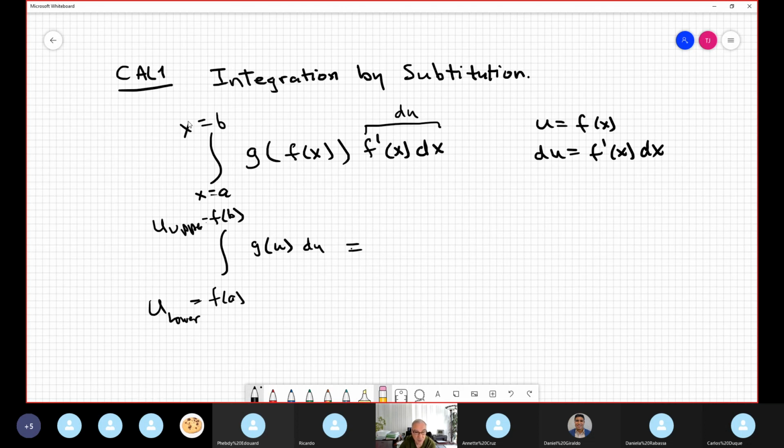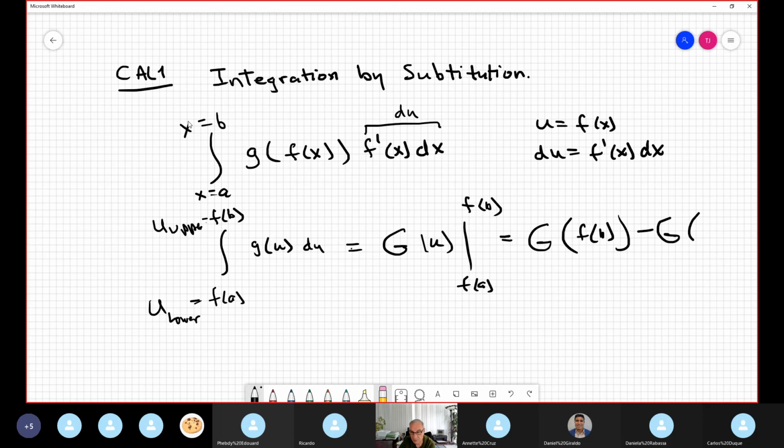Now, what is the rest? Well, compute the antiderivative. Let me call it capital G. Suppose the antiderivative is pretty easy. Evaluate in u, evaluate between f of a and f of b, no? And substitution. That's it. Capital G evaluated at f of b minus capital G evaluated at f of a. End of the story. Cal 1.